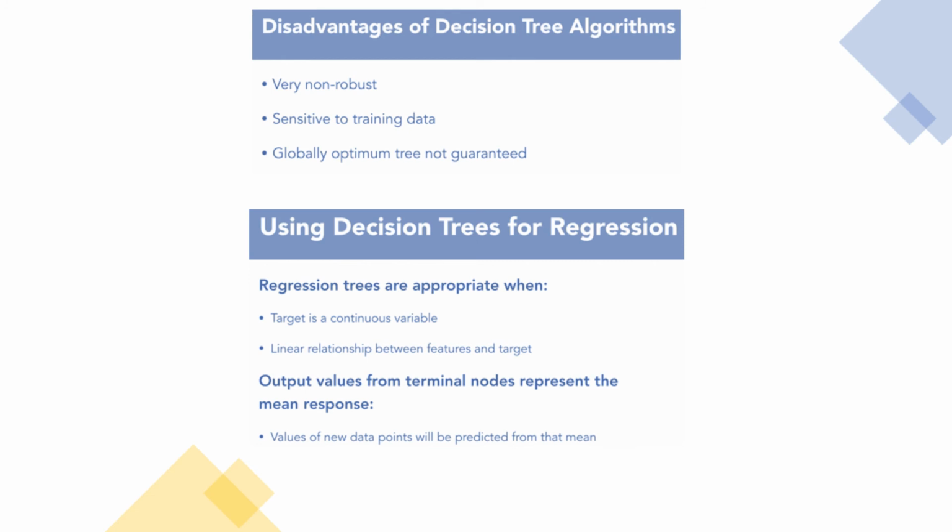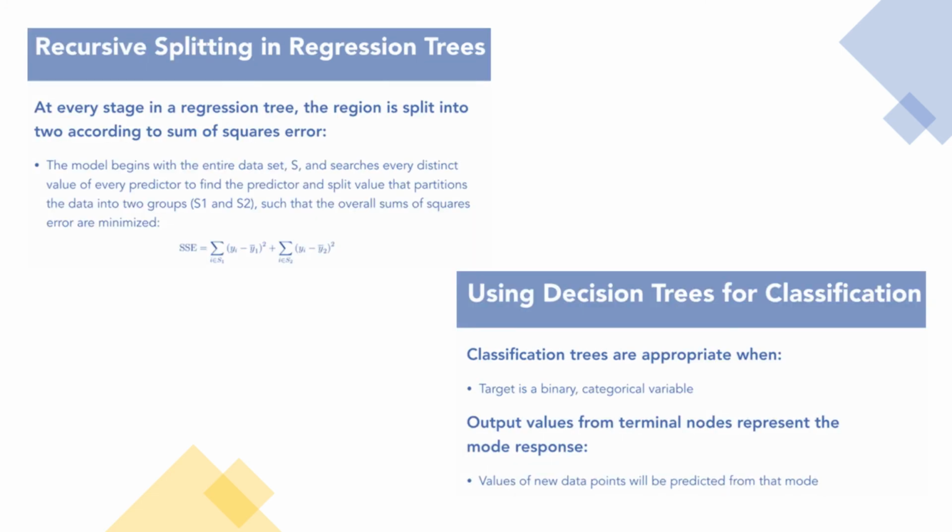Now what you should know is that output values from terminal nodes represent the mean response, and values of new data points will be predicted from that mean. Let's take a look at the mechanics behind recursive splitting in regression trees. At every stage in a regression tree, the region is split into two according to the sum of square errors.